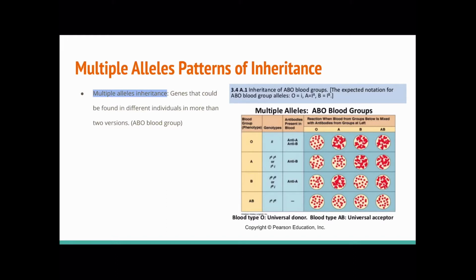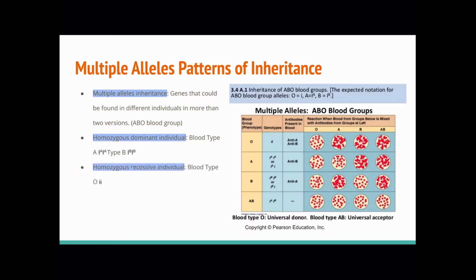In this case, both big I^A and big I^B are dominant alleles, and the small i is recessive. The homozygous dominant individual examples in this case are the blood type A with the genotype I^A I^A, and the blood type B with the genotype I^B I^B.